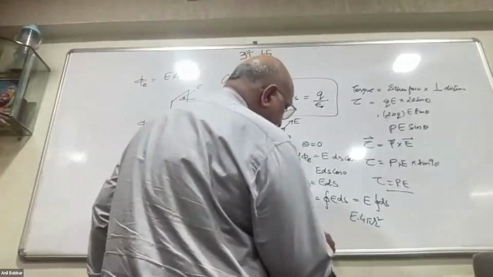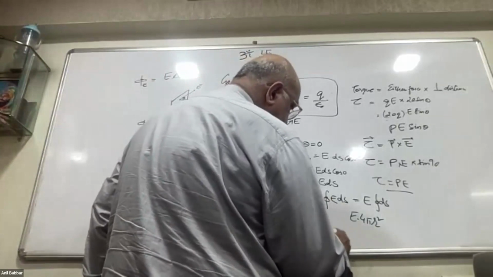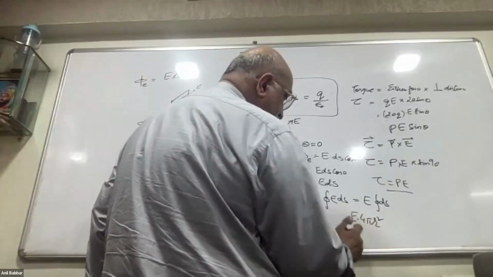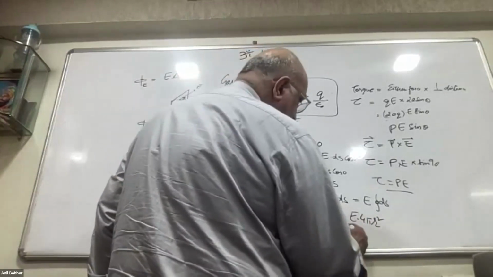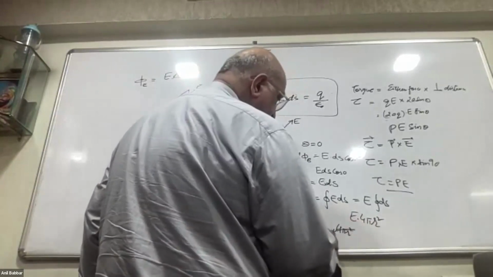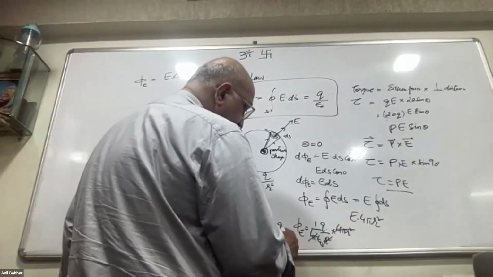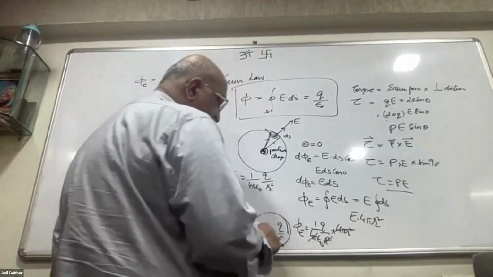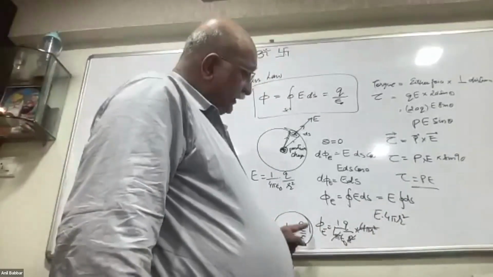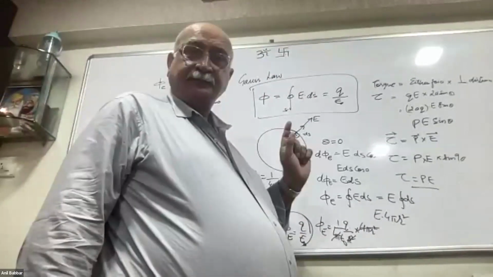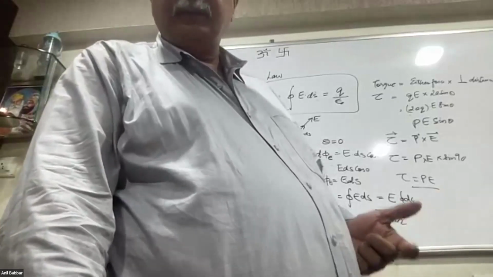So this is 1 by 4 pi epsilon naught q by r square. And here we calculated, substitute the value of E and 4 pi r square. The 4 pi cancels, r square cancels, and we get q by epsilon naught. So this is the proof of the Gauss law, which is 1 by epsilon naught times the total charge q enclosed in this closed surface. We can also derive Coulomb's law from this Gauss law. Let's derive that.